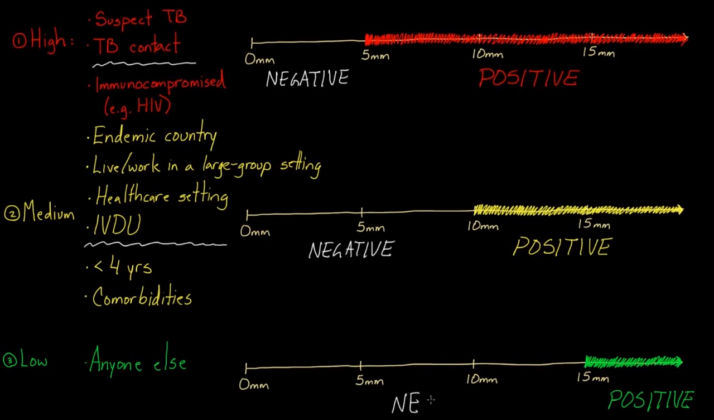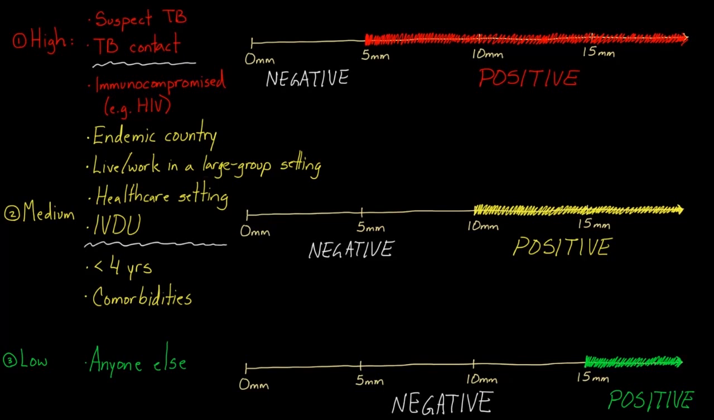considered negative. So you basically measure the induration, and then you think about what risk group a person falls into, high, medium, or low, and then you organize it using these graphs. Very easy, right? So above 5 or above 10 or above 15 tells you which is considered positive versus negative.